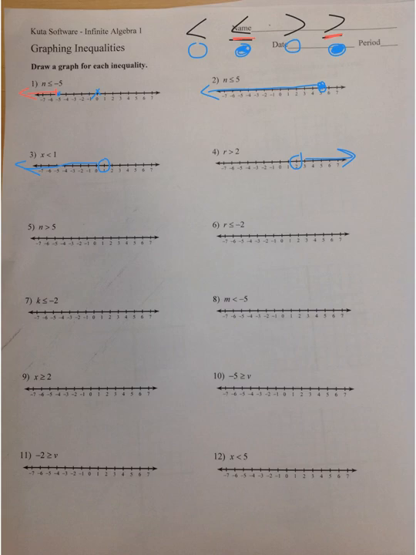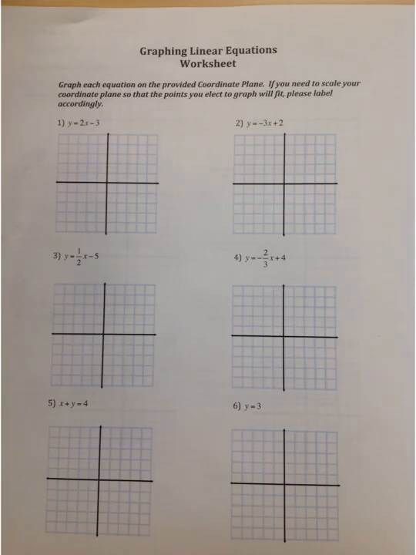You can pause the video and go ahead and try 5 and 6 on your own. 5 is n is greater than 5, open circle on 5, going to the right. 6 is r is less than or equal to -2, closed circle on -2, going over to the left. And I'm going to stop here and go on to the next section.